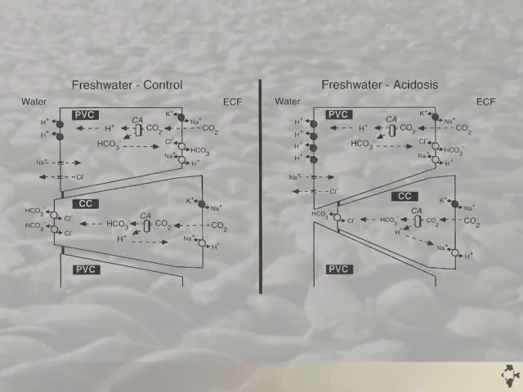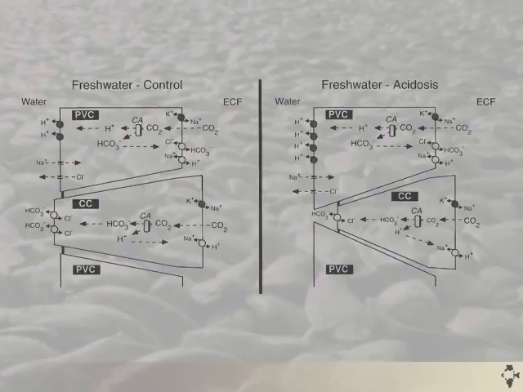However, keep in mind that the presence of bicarbonate ions is part of what contributes to that extracellular fluid buffering capacity. And so we don't want to lose all of the bicarbonate ions that we have. So under acidosis conditions, you can see that not only is there a change in the number of hydrogen ion transporters, there's also a morphological change.